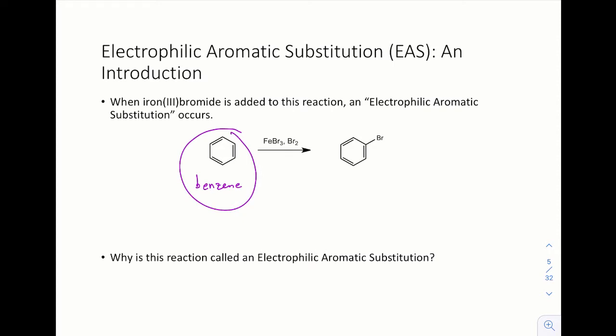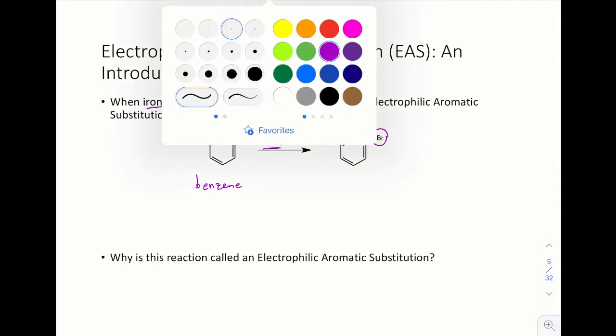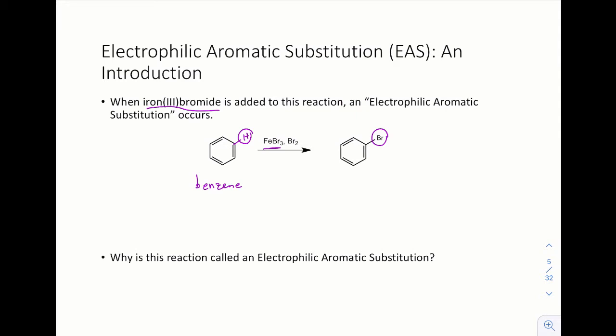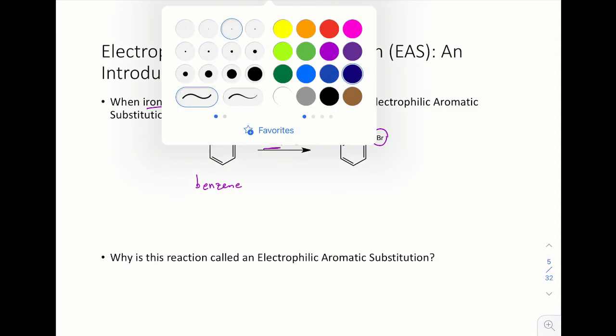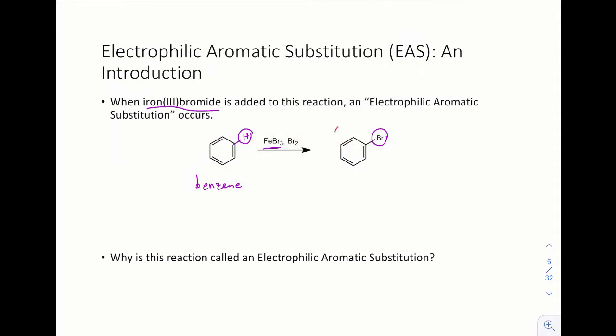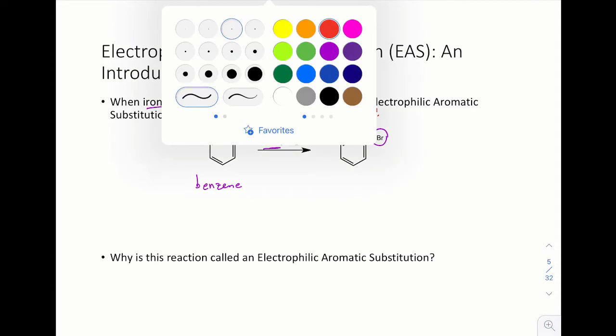When benzene is treated with bromine, and we just add one reagent, that reagent is iron(III) bromide. When iron(III) bromide is added to this reaction, an electrophilic aromatic substitution occurs. We can see that a hydrogen atom has been substituted with a bromine. What is so special about iron(III) bromide that all of a sudden benzene reacts with bromine? I'll answer that question in a minute, but one thing that we can notice right away is that the aromaticity in the product is preserved. This is still an aromatic molecule, it's just bromobenzene.